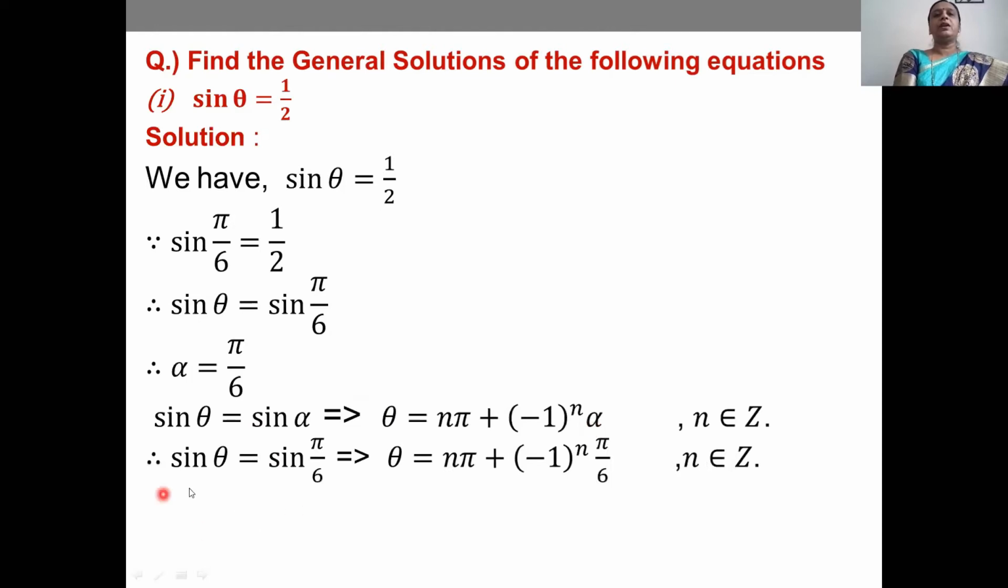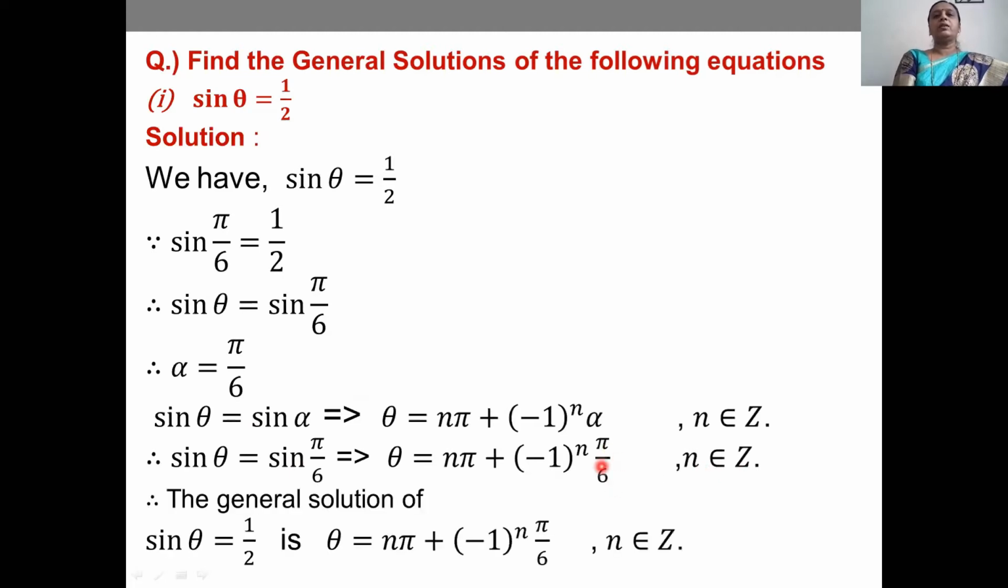Therefore, sin theta is equal to sin pi by 6 implies that the general solution will be theta is equal to n pi plus minus 1 raised to n into pi by 6, where n belongs to z. This pi by 6 is the angle of 30 degrees. Therefore, in the last step, you write down that the general solution of sin theta is equal to sin pi by 6 is nothing but our problem sin theta is equal to half. Therefore, sin theta is equal to half gives theta is equal to n pi plus minus 1 raised to n into pi by 6, where n belongs to z.